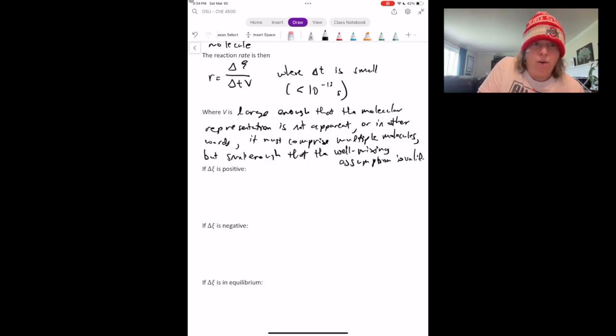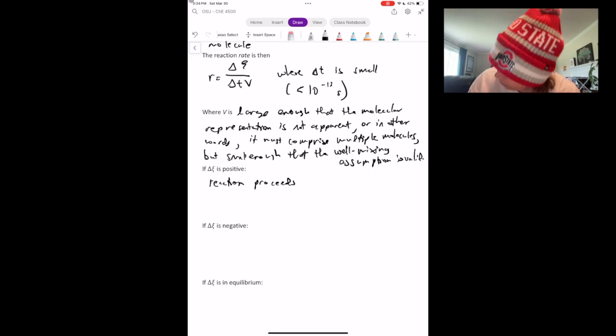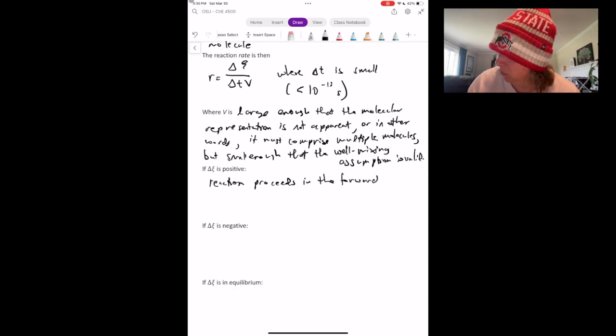Okay, so going back to this extent of reaction, if this delta Z term is positive, that means the reaction proceeds in the forward direction. And if it is negative, that means that the reaction proceeds in the reverse direction.